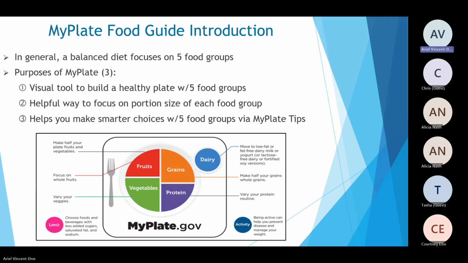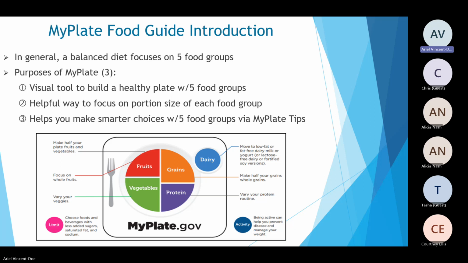All right, so let's talk about the My Plate Food Guide. In general, a balanced diet focuses on the 5 food groups, which includes fruits, grains, vegetables, protein, and dairy. The purpose of the My Plate is to have a visual tool to build a healthy plate with the 5 food groups. It also is a helpful way to focus on portion size of each food group. And lastly, it helps you make smarter choices with the 5 food groups.